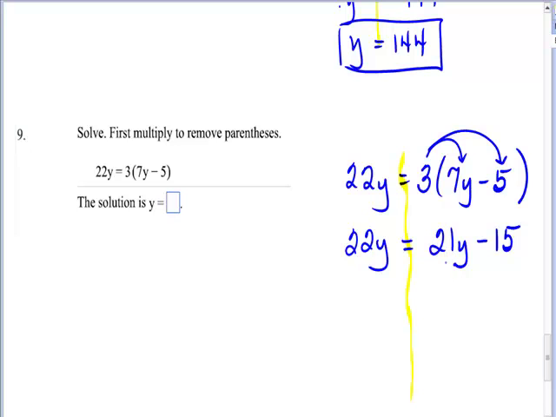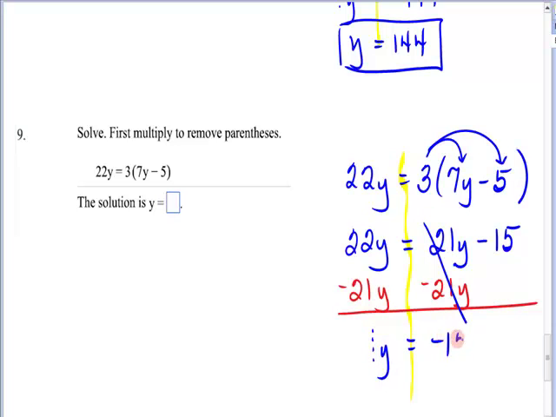Do I have y's on both sides? Yes. Okay. Once again, personally, I choose to get rid of the smaller one. It's a positive, so I subtract 21y. Put it underneath there. Put it under any y term that's on the other side. 22 minus 21 is implied 1y, and that's been happening to us. It won't always happen. Those cancel out, negative 15. Y is negative 15.